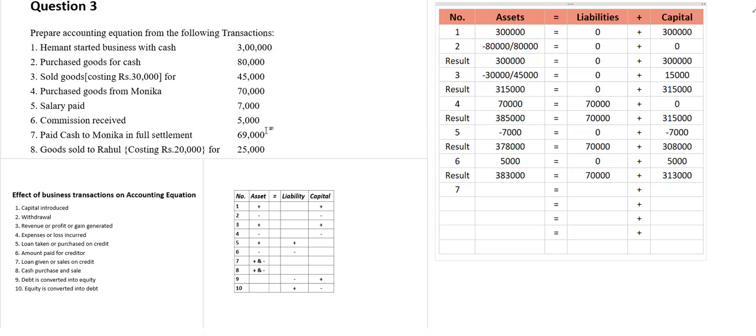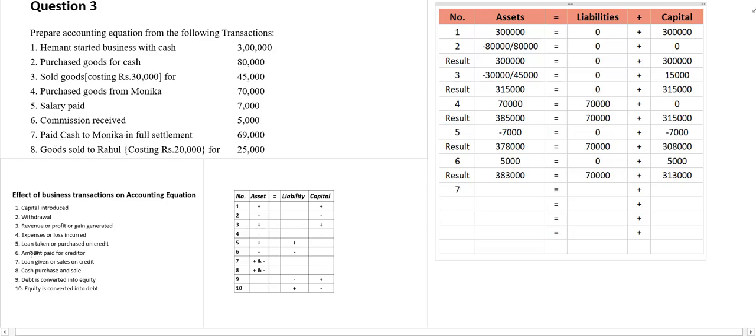What do you mean by cash discount? If you pay less than the actual amount, that can be called a cash discount, right? So in this case, we paid Monica for full settlement. It means the transaction is over. There is no more balance, but 69,000 is paid instead of 70,000. So we received a discount of 1,000 rupees. This discount which you receive is once again a profit, and the profit should be added with the capital, right?